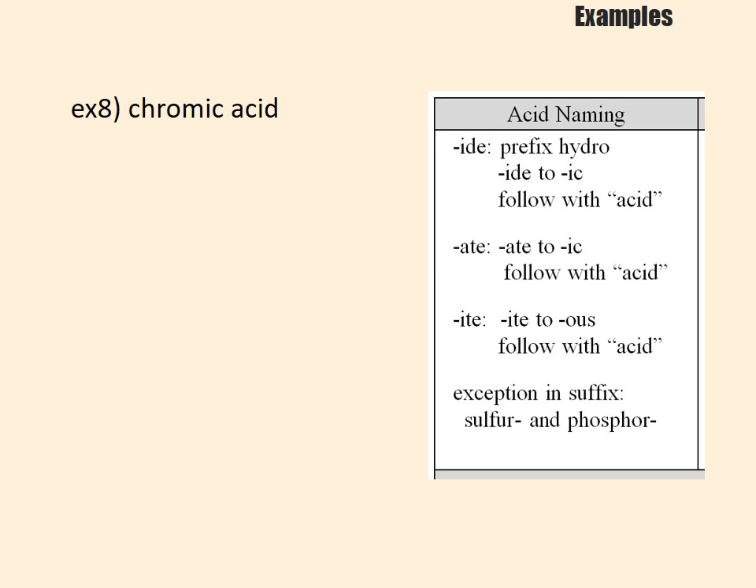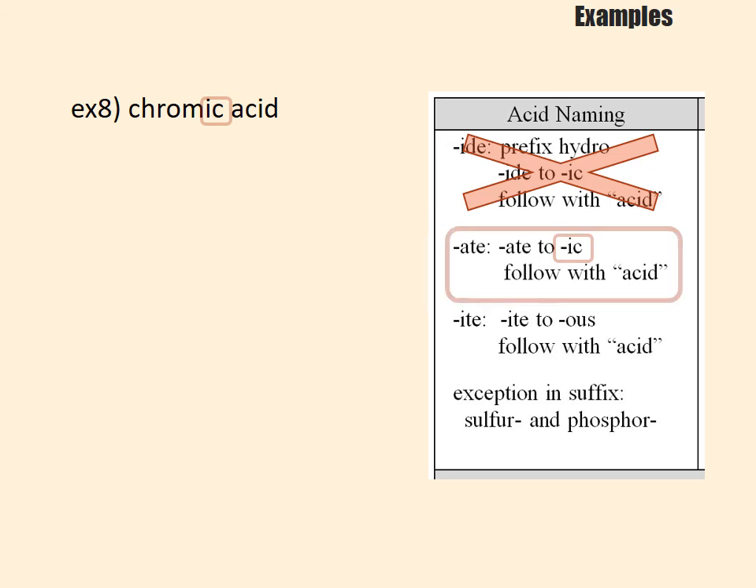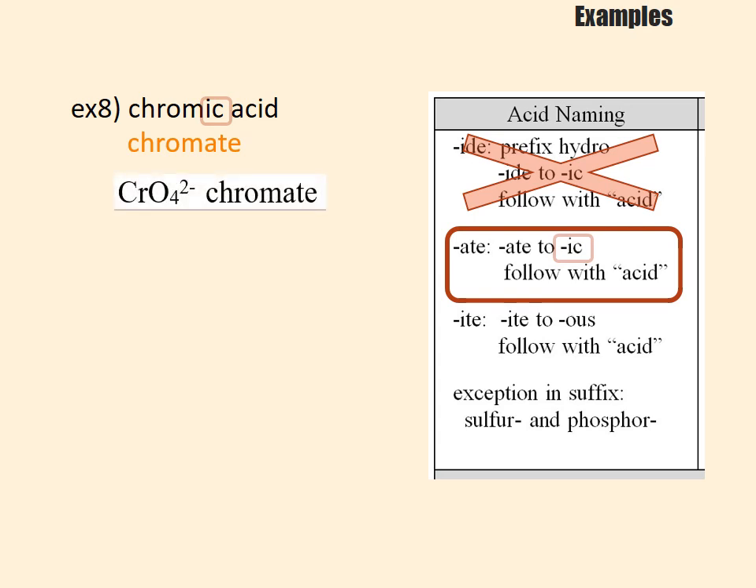Example 8, chromic acid. I have ic, but I don't have hydro. If I don't have hydro and ic, then the original ending cannot be ide. Since it's just ic without hydro, that means the original ending was ate. So chromate is what I look up on my negative ions list, and that is CrO4 with a 2- charge. Since I have a 2- charge, to balance it out, I will need 2 H's on the front of the formula. So chromic acid is H2CrO4.